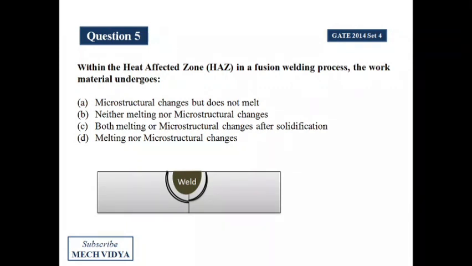Due to the intense heat in the faying regions, the regions that are near this area also encounter a certain rise in temperature. However, they do not melt. The temperature rise results in some kind of microstructural changes in this zone. So the correct option is number 1. They will not melt, but they will encounter some kind of microstructural changes.